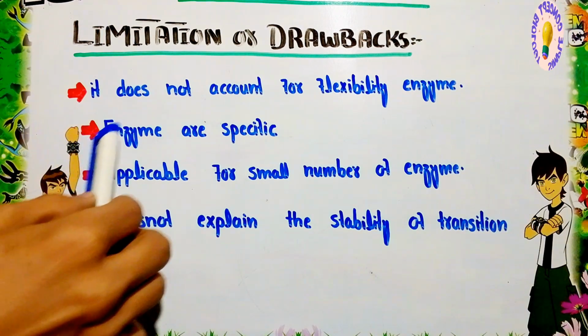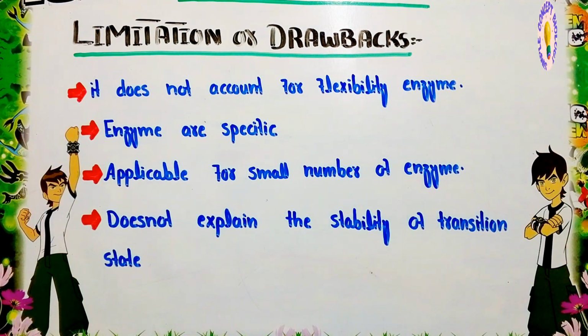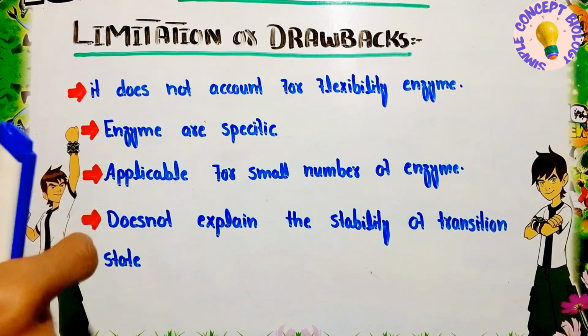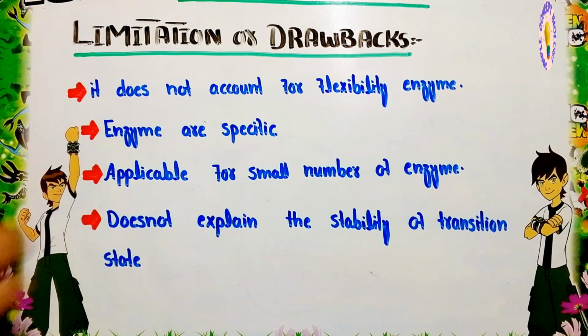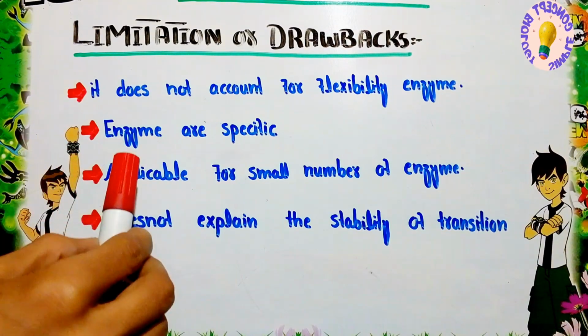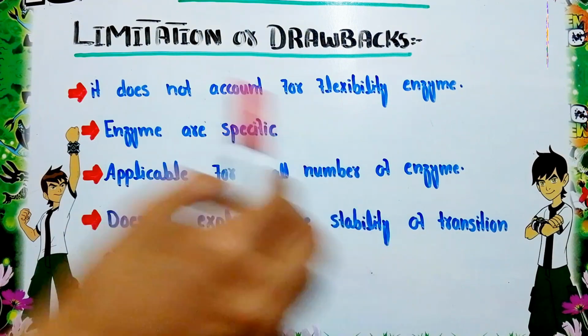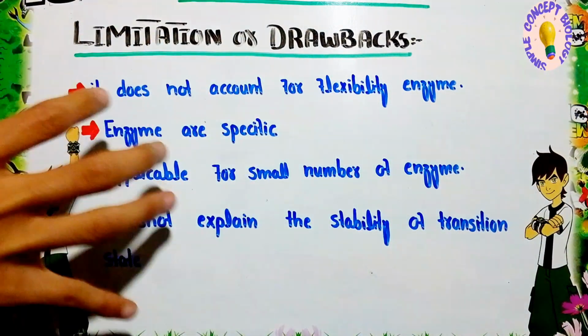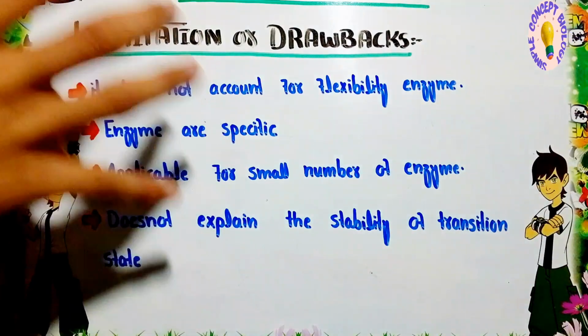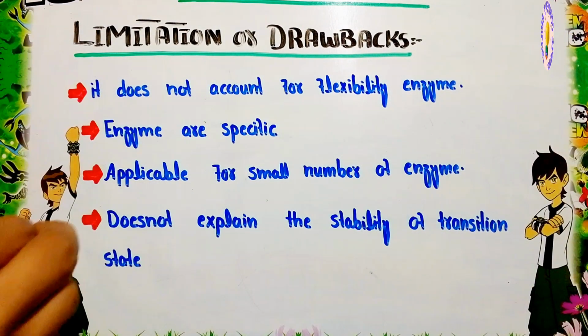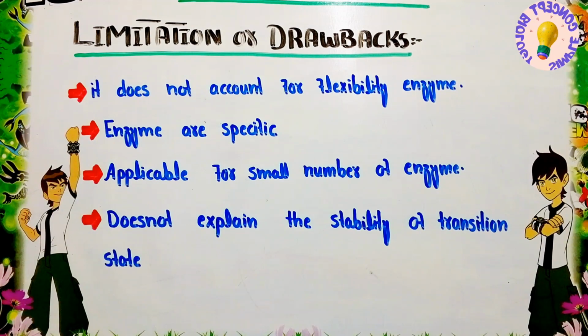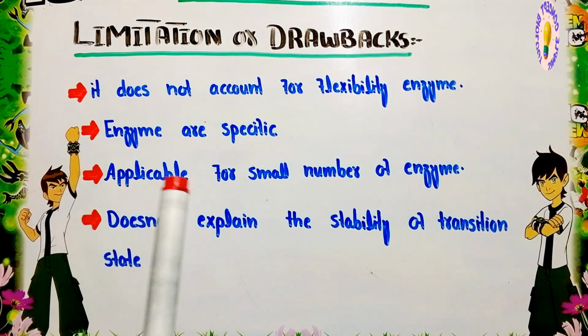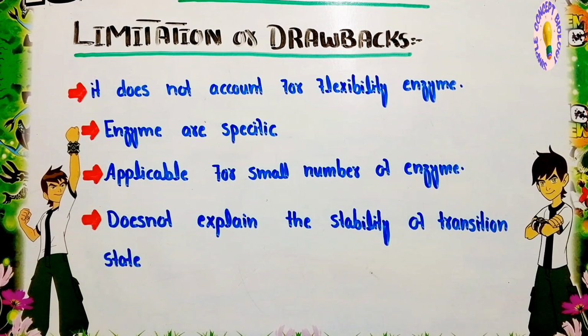The second one is that enzymes are specific, meaning only a specific enzyme is able to transform a specific substrate into the product. So this is the second limitation of the lock and key model. The third limitation is that it is applicable for a small number of enzymes. The lock and key model is mainly applicable for the non-regulatory enzymes, which are a small number of enzymes. For the regulatory enzymes, the lock and key model is not applicable.